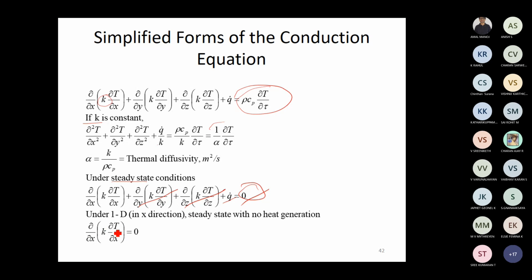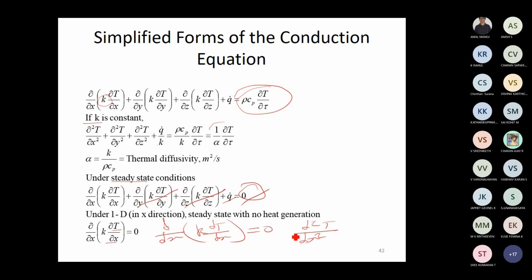But now here the temperature is only a function of one parameter x, the space coordinate. Therefore, this equation can be written as d by dx of k dt by dx is equal to 0. So that means the partial derivative symbol dou is now replaced with the ordinary differential d. And if k is constant here, then this equation will become d square t by dx square.